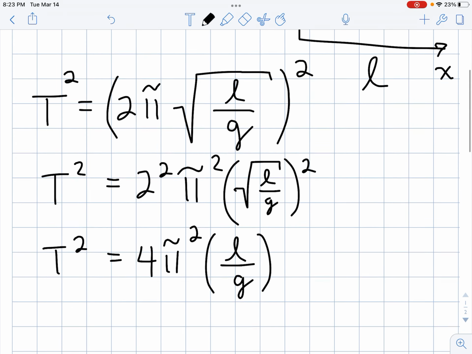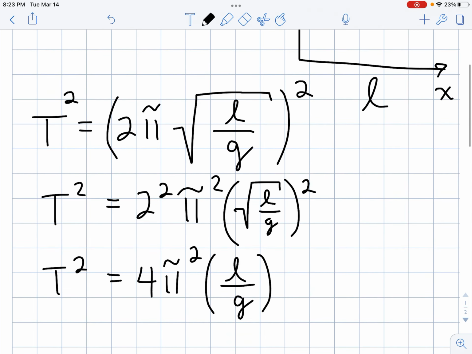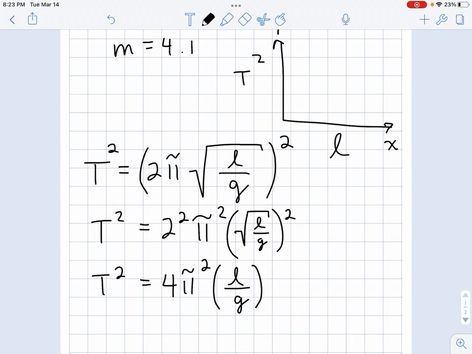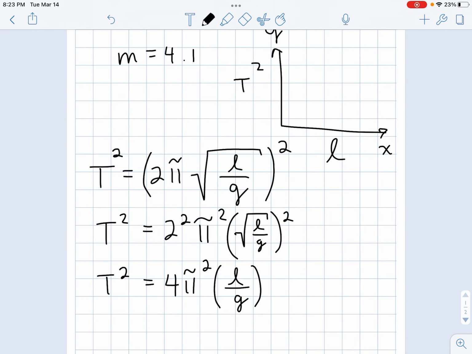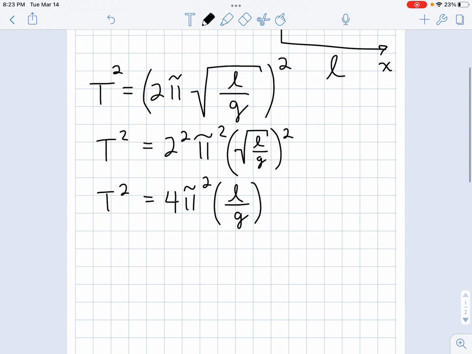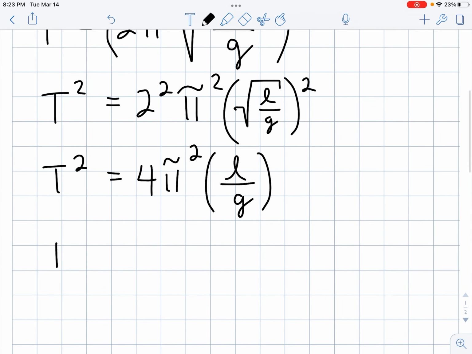Okay. Now I'm going to rearrange the equation a little bit. Because we graphed t squared on the y-axis and we graphed L on the x-axis, I'm simply going to rearrange this as t squared equals 4 pi squared divided by G times L. I did not change the right side at all. I just simply moved the location of the divided by G.